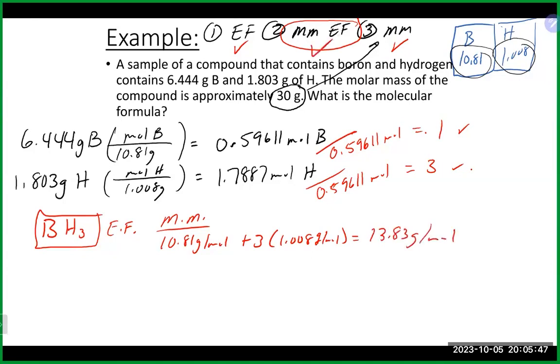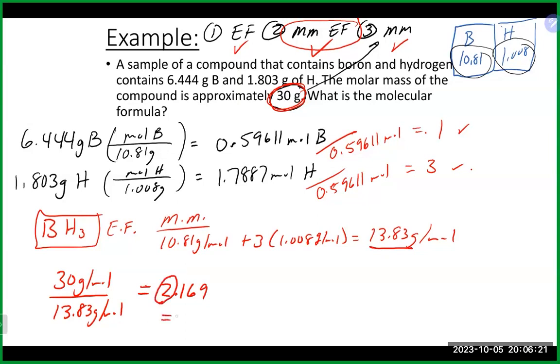So now we have the molar mass of our empirical formula. The last thing we're going to do is take the molar mass that was given to us in the problem, the approximate molar mass, and divide it by the molar mass of the empirical formula. We're not going to times it by 100, just going to divide them. And 30 divided by 13.83 gives us 2.169. So again, as I mentioned, because it's definitely an approximate molar mass, it is okay to round it to 2 in this case. And that would get us B2H6.